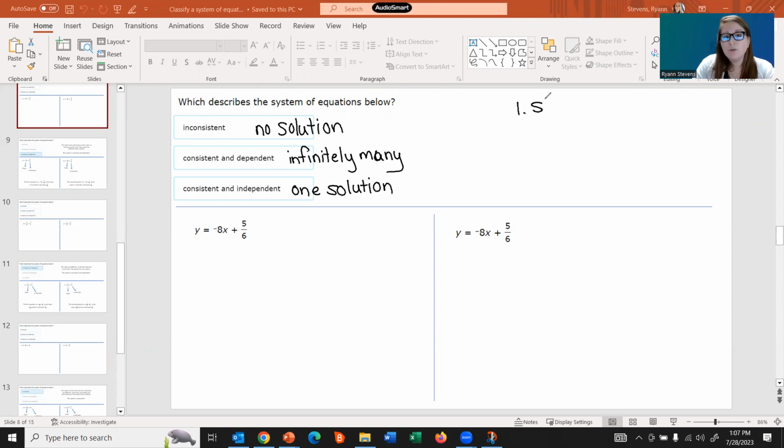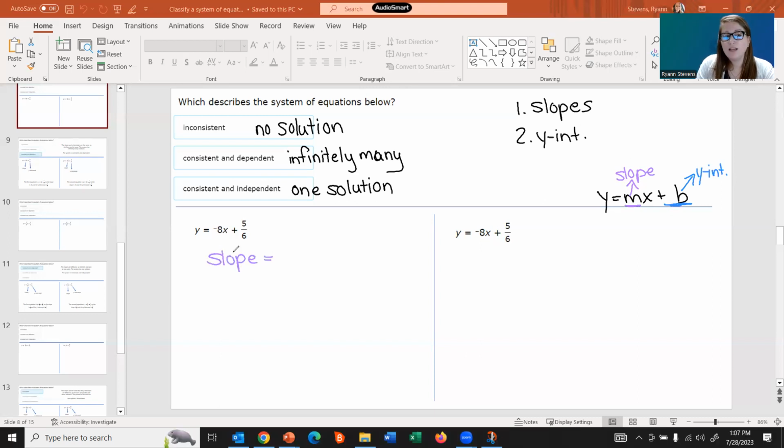So we're going to check our slopes. We're going to check the y-intercept, and we're going to use the slope-intercept form to do so. So our slope is going to be the number that's in front of x or in place of m, and then our y-intercept will be for b. So first thing we're going to look at is our slope of each line.